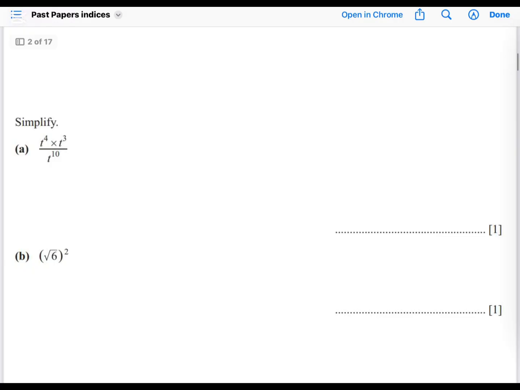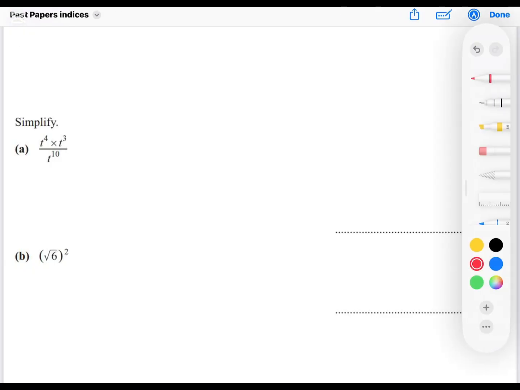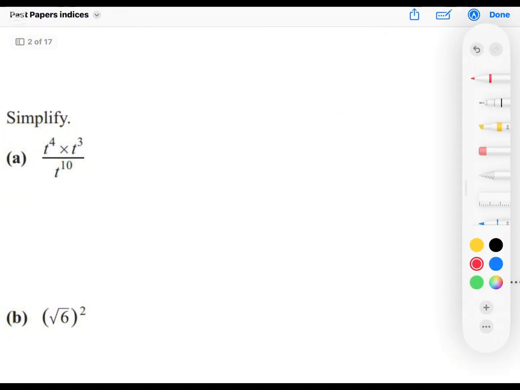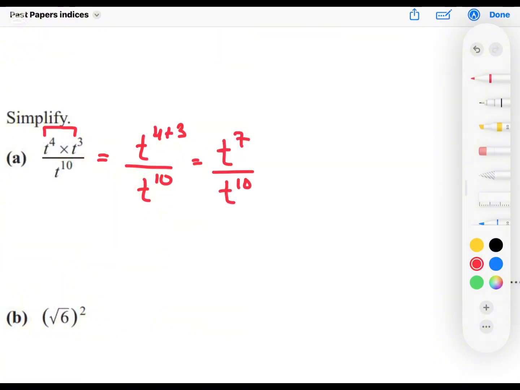Now another question we have. The question is, you can simplify. We need to simplify this, and we know the rule of indices. When two same bases are multiplying, their powers will be added. This is rule number 1 I told you. Now in the denominator I have t raised to the power 10. So it will become t raised to the power 7 divided by t raised to the power 10. Now rule number 2. When same bases are dividing, their powers will be subtracted. So t raised to the power 7 minus 10. So t raised to the power negative 3. As I told you, never write your answer in negative power.